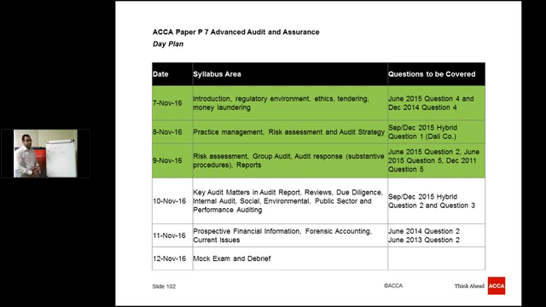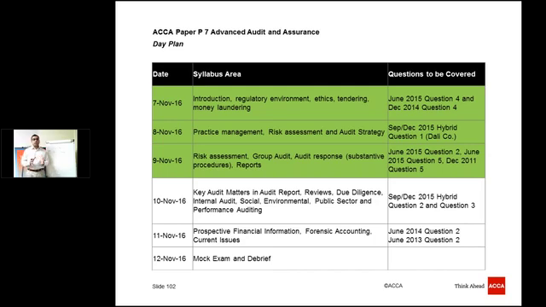That will be the last area that we will be doing as part of assurance, particularly statutory audit or external audit as a whole. And then we move on to some of the non-audit areas, some of which is assurance, some of which is non-assurance as well. So we will look at reviews, in particular due diligence reviews, and we will also be doing a question on due diligence.